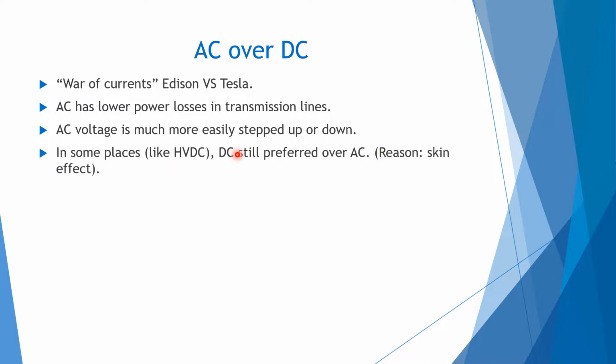But in some places, like in very high voltage DC transmission lines, HVDC lines, DC is still preferred over AC. The reason is that in such high voltage conditions, almost all of the current in AC spreads out into the periphery of the wire. This is called the skin effect, and this dramatically increases the resistance of the transmission line.